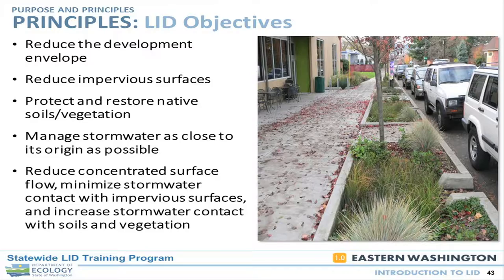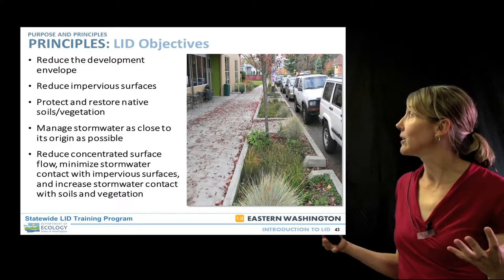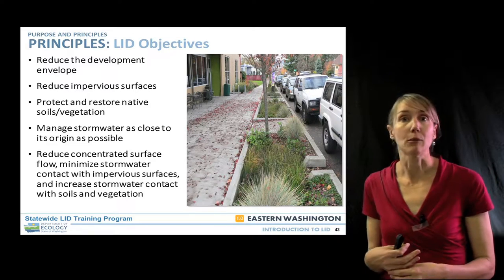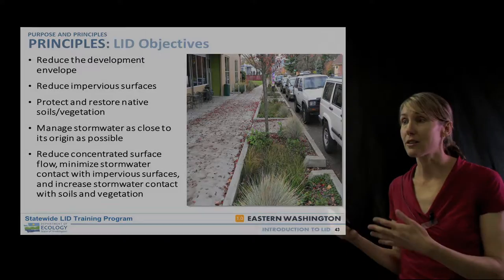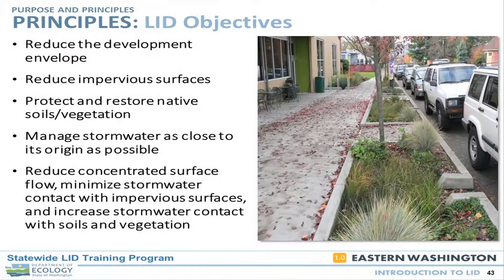The main objectives of low impact development are listed here. Reducing that development envelope, and reducing the amount of impervious surfaces, with things like bioretention and vegetated roofs, some of the tools, the best management practices that we'll talk about a little bit further on. Protecting and restoring native soils and vegetation, as Dustin mentioned, is a really key component. So as part of LID, we're not saying, hey, dig up all the native soils and rip up the trees and the existing vegetation and then put in this really fantastic bioretention facility. Bioretention is part of it, but it's also maintaining some of the native vegetation that's already on site. And managing stormwater as close to its origin or its source as possible.